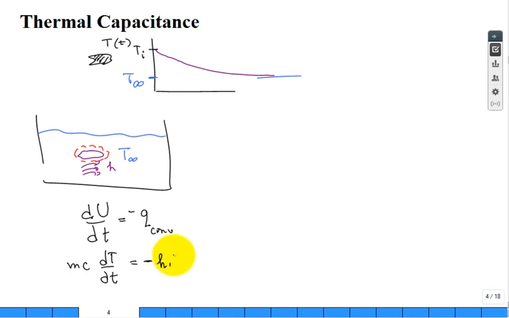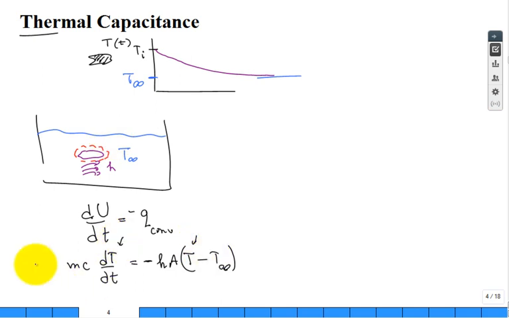Then we have the hA, then we have T of the object minus T infinity. The assumption for the thermal capacitance is we have only one temperature, the quantity that is a function of time, and it's the temperature of the object. The temperature in the middle of the object is the same as the temperature at the edge of the object, or the surface of the object. Only one temperature for the object, and that's here and here in that equation.